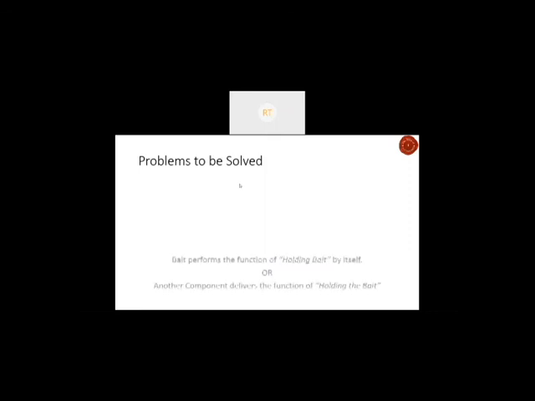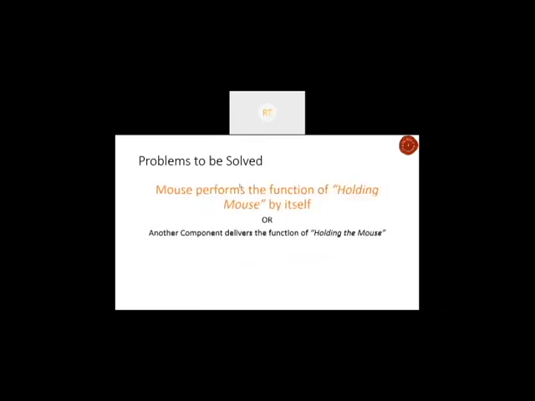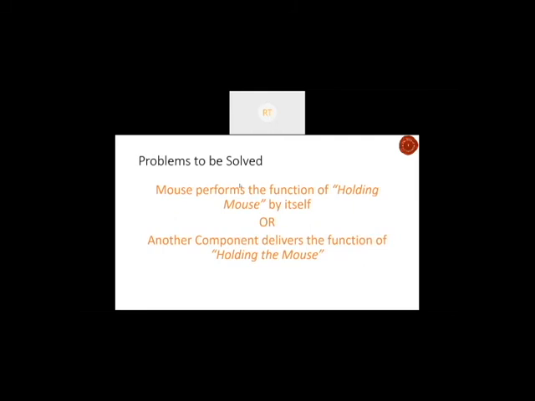Weight performs the function of holding the weight by itself, or somebody else holds the weight; or the mouse performs the function of holding the mouse by itself, or another component holds the mouse. But the more important problem was this, because the whole job is holding the mouse. So the more important function was this, holding the mouse. Who can perform it, or can the mouse perform it on its own? This was the problem statement with which we ended today's session. This was the brief recap of what we did.